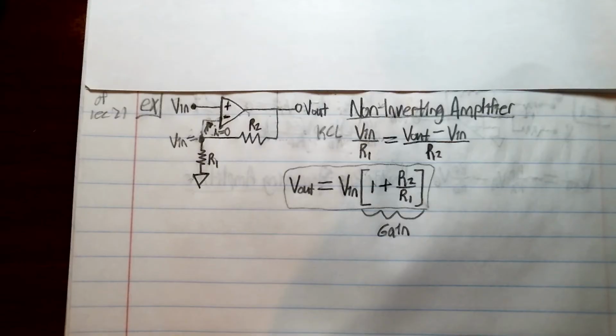Here I have my derivation for a non-inverting amplifier for the output gain. We use Kirchhoff's current law and the relations we explored previously. We know the current into each input should be 0 because of the very high impedance. The output current should have no impedance. Using the current law relations, we find that the gain is 1 plus R2 over R1.